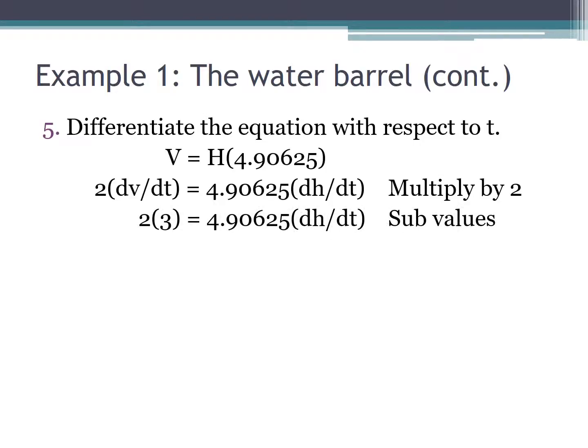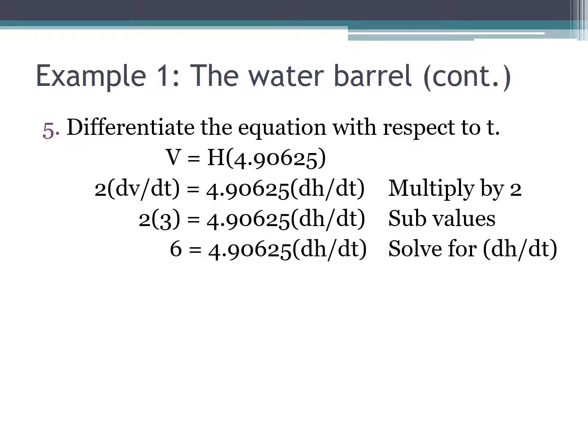Now we substitute in our known values. We know that the change in volume over time is 3 feet cubed per minute. And now we can solve for our unknown rate, or dh with respect to t.